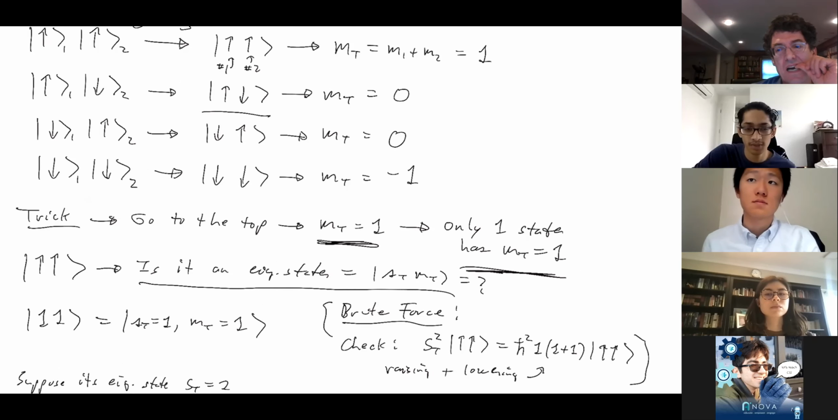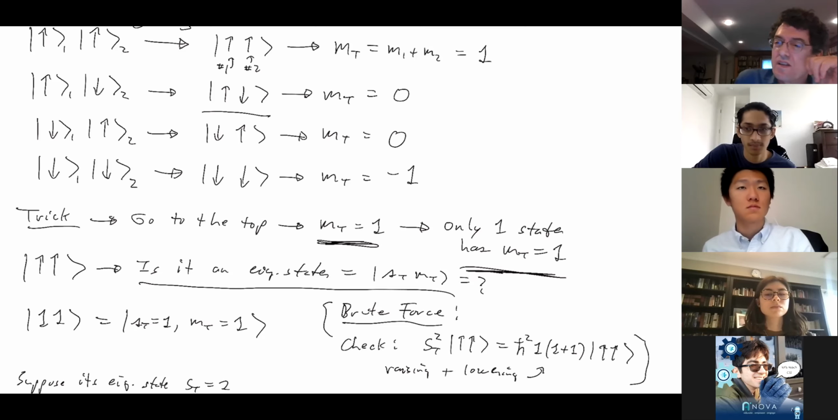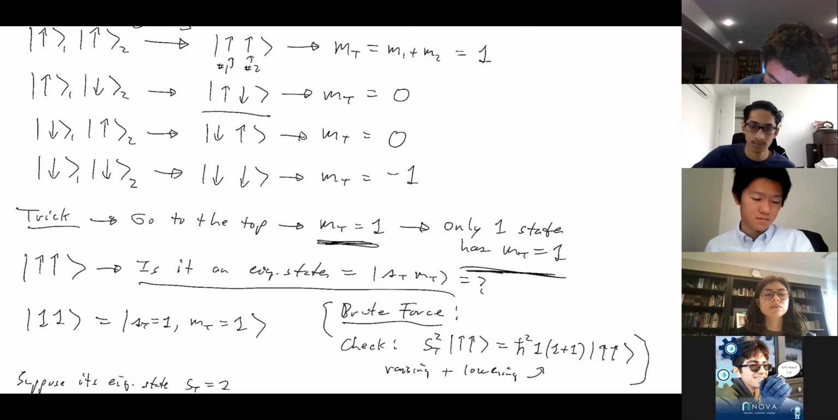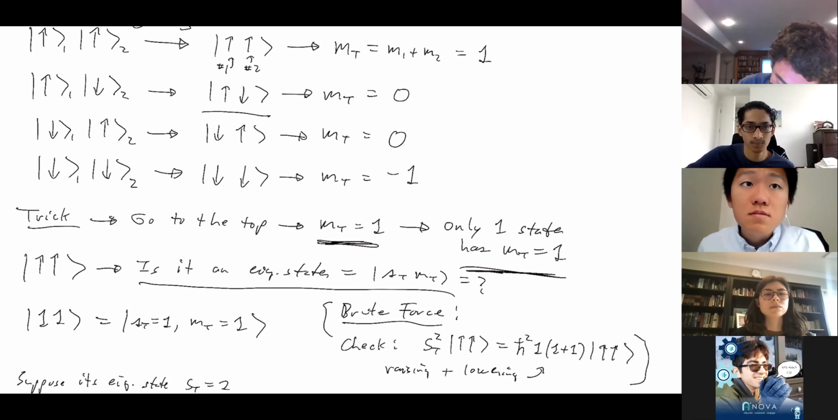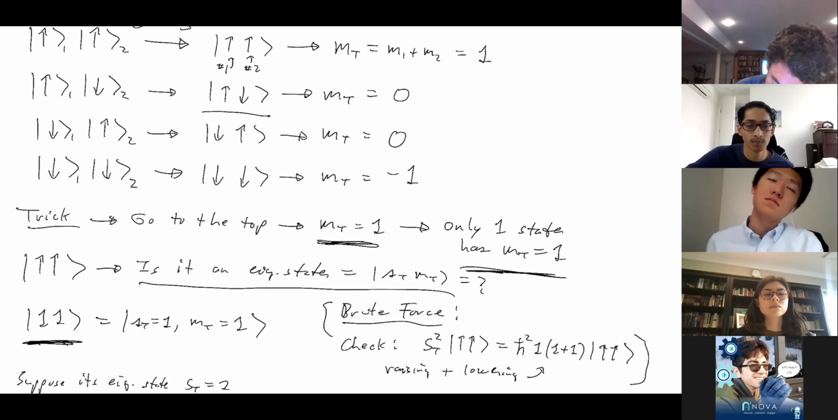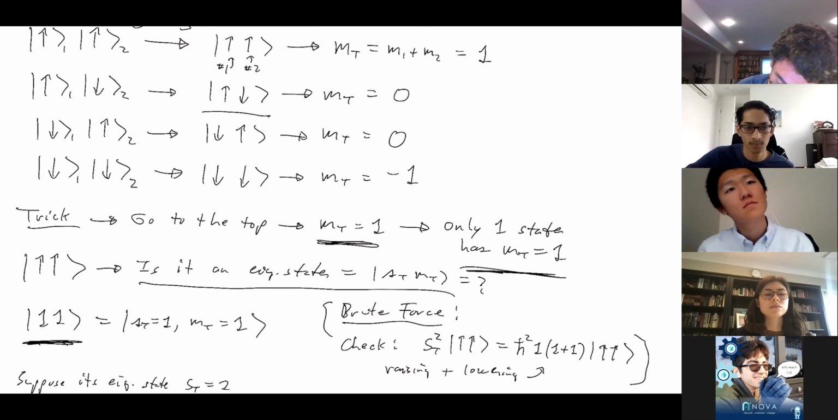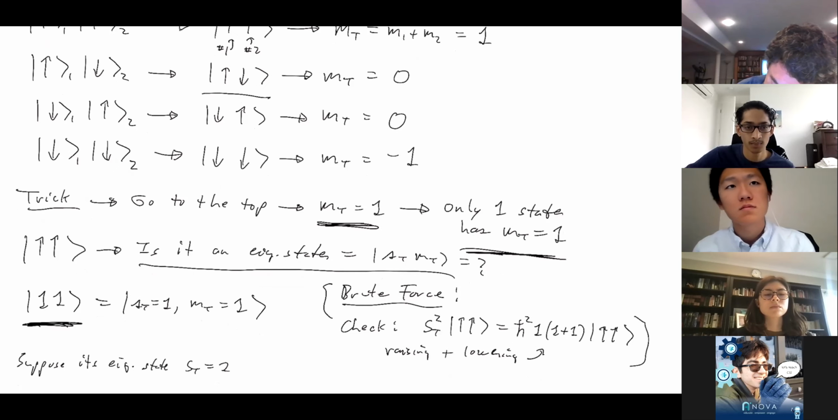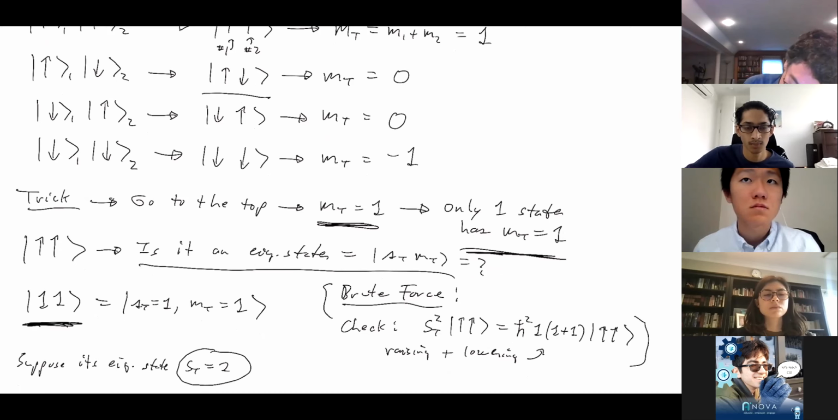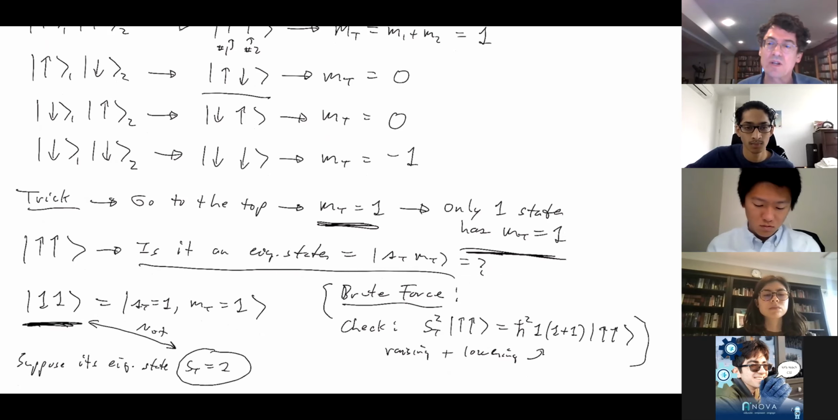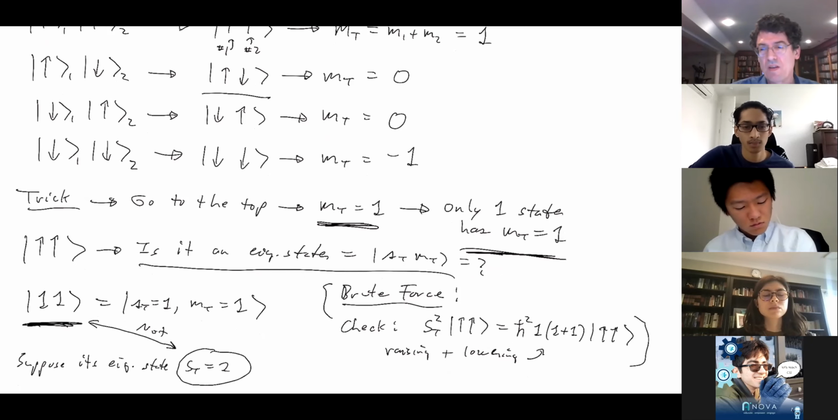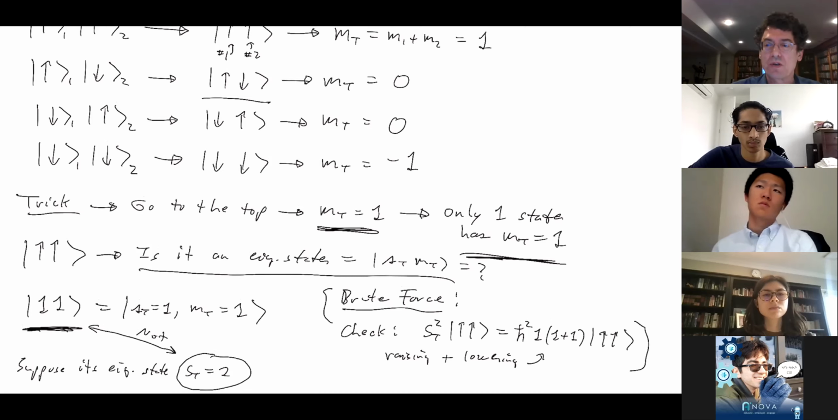Professor, could you please explain what you're asking again? Yeah, it's sort of like a weird math logic. What I'm saying is, look at this state and prove that it's not S total equals 2. I want to ask basically the question, can you show that it's not an S total equals 2 state? Is there a reasoning that you can use to show that it is not S total equals 2?